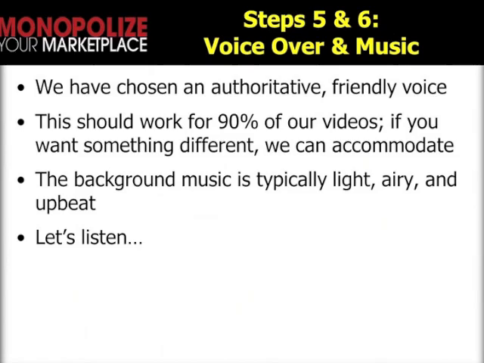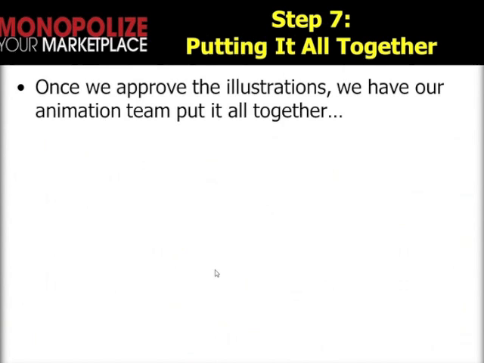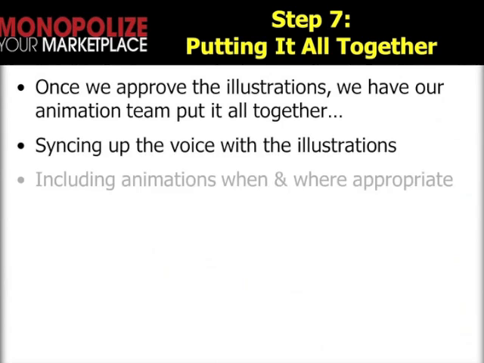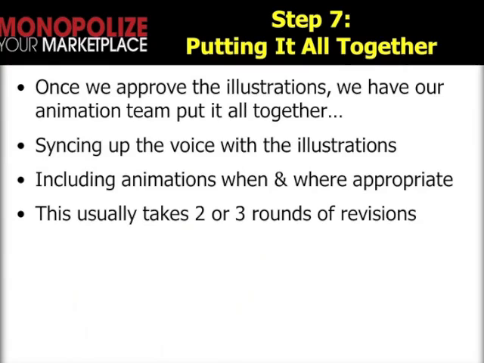All right, now all of that's going on before we actually animate. So let's start to animate, putting it all together. So that was steps 5 and 6. Let's go to step 7, putting it all together. Once we approve the illustrations, have our animation team put it all together, syncing up the voice with the illustrations, including animations when and where appropriate. So generally, we're going to have in the neighborhood of about 8 to 10 different illustrations and animations per minute, okay? Usually this is going to take a couple rounds of revisions.